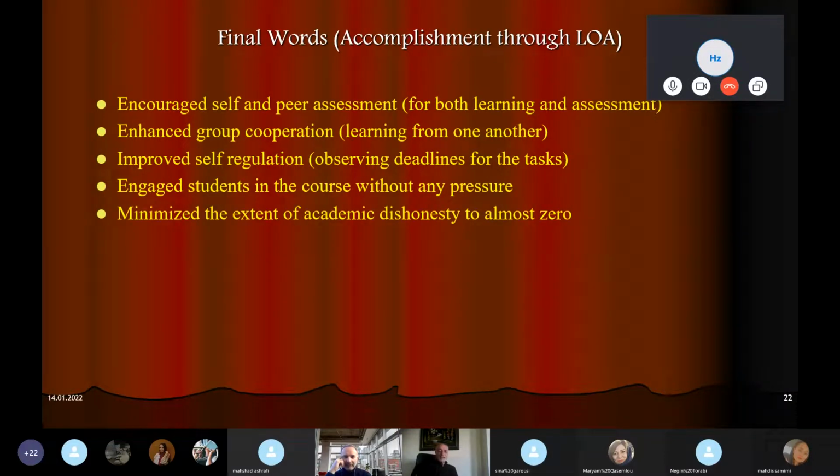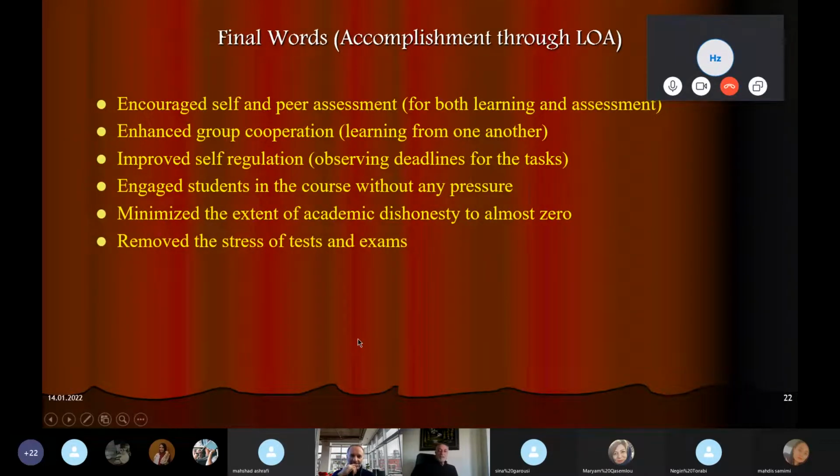And minimize the extent of academic dishonesty to almost zero, which is one of the major concerns, especially in the pandemic, that, oh, they cheat, they do this and do that. Honest to God, if you follow LOA, it almost doesn't exist in this philosophy, because students don't look at the test or a quiz or the assignment as something to be graded, but they look at them as, okay, let me see how much I learned, not what grade I'm going to get. And when this is established, it is beautiful to observe students' activities.